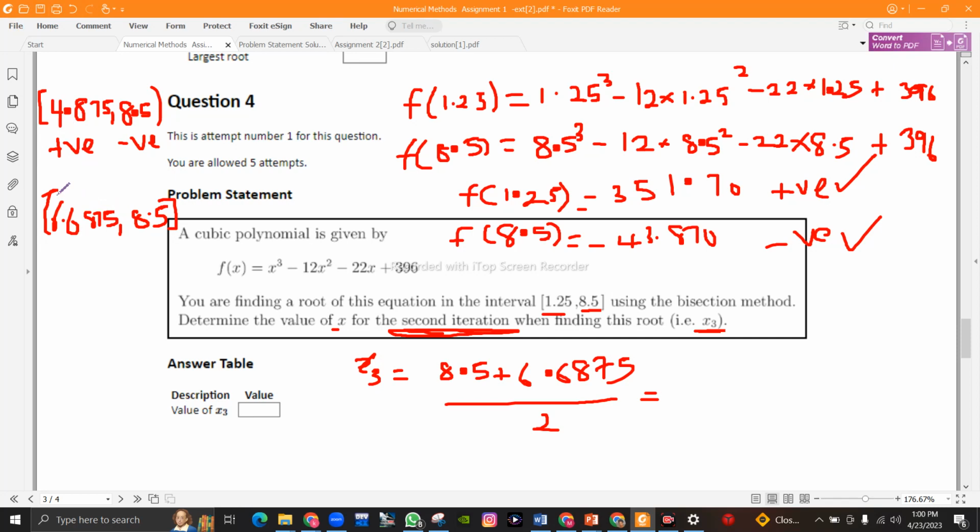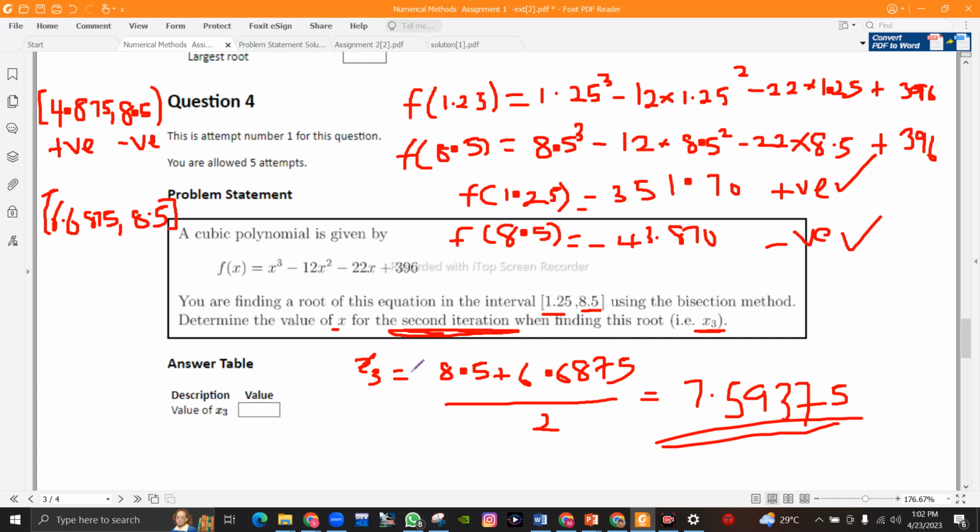It is going to be 8.5 plus 6.6875. So let's use the calculator. That's 8.5 plus 6.6875, divided by 2, which is 7.59375. So you can correct that. This is what the root is meant to be, 7.59375. So that's that. Correct the mistake.